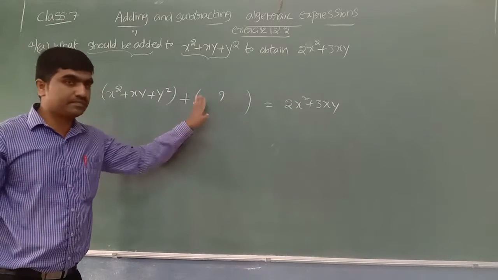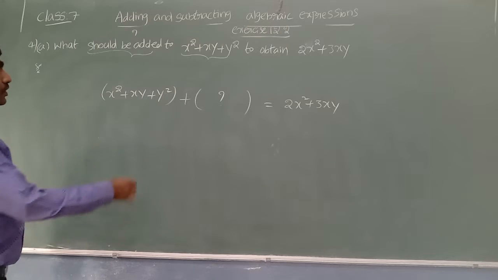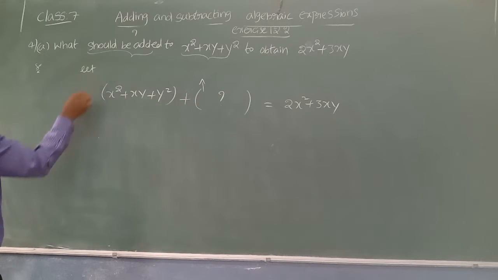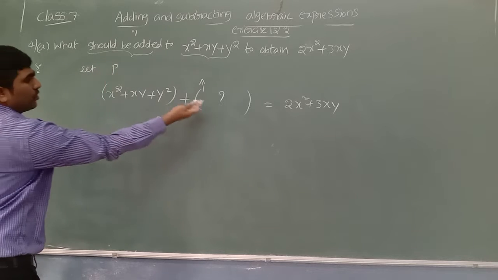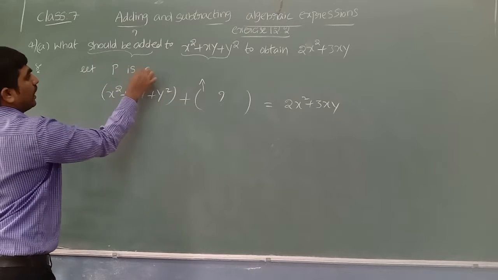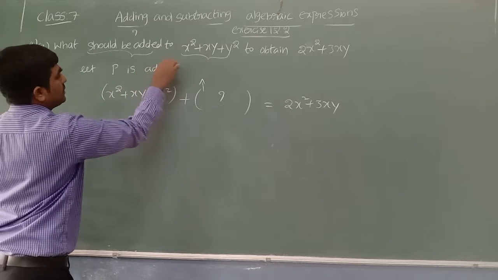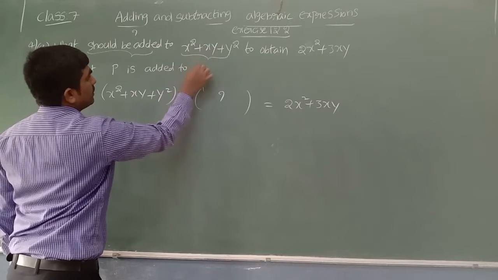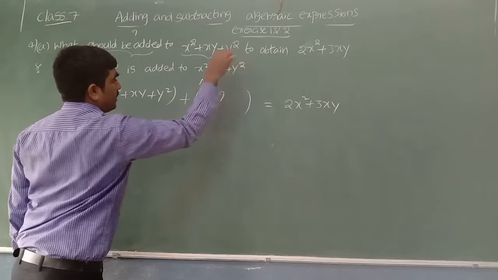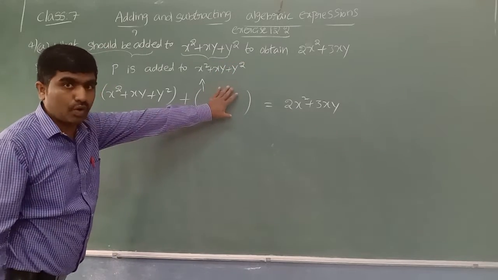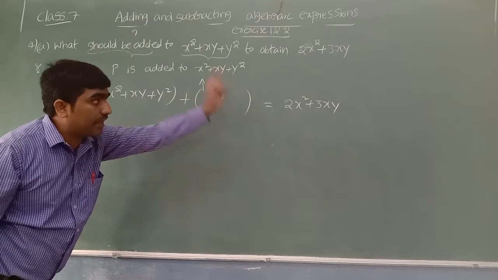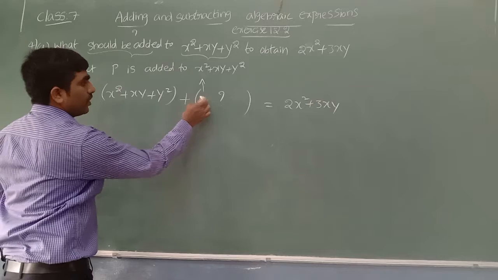So what can we write here? We don't know. It is an unknown value. So how can I express the unknown value? Yes, we can write: let some p be the unknown value, represented with an alphabet. Let p be added to this expression x square plus xy plus y square. We don't know what we are adding; I took some p added to this to get the result 2x square plus 3xy. Now here I can write p.